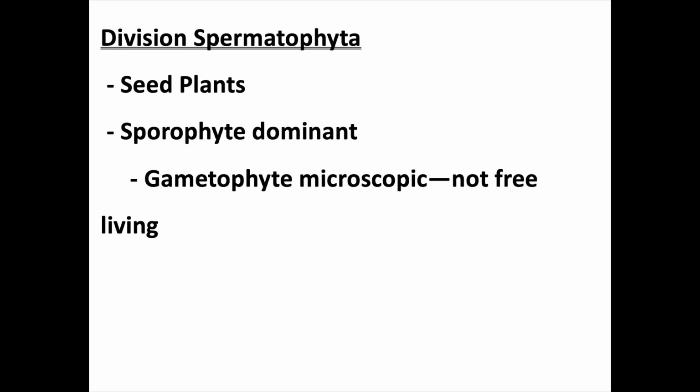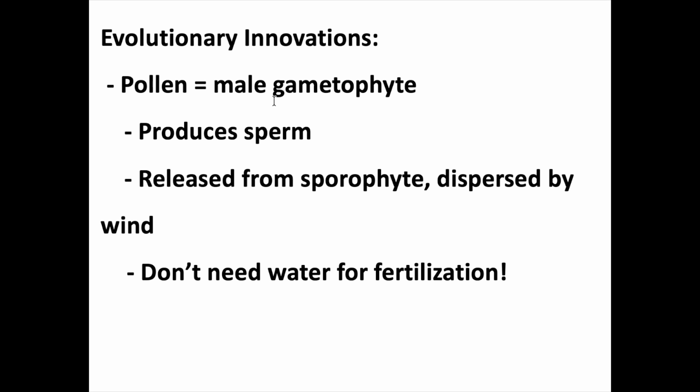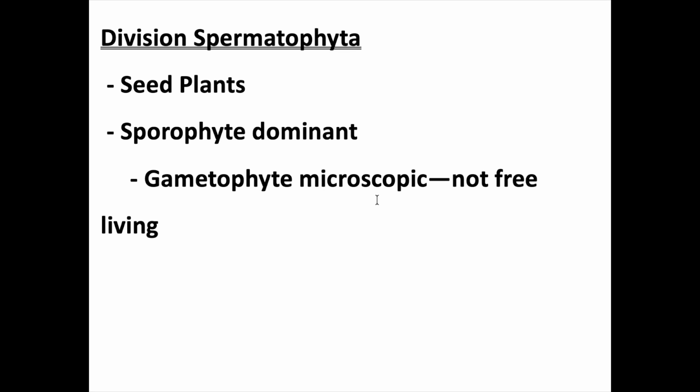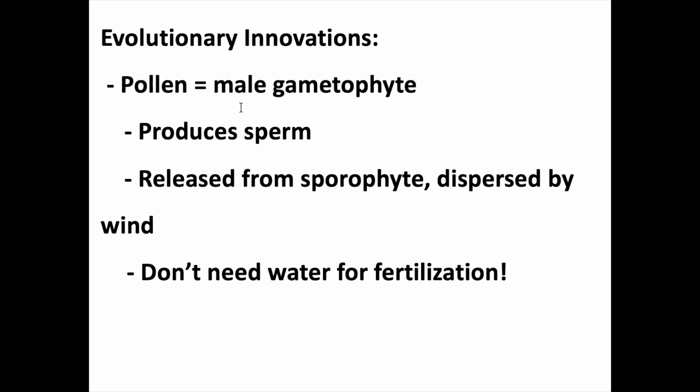There are a couple of evolutionary innovations that we see in seed plants. Obviously, seeds are one of these, but another one is pollen. So, pollen comes in all different cool looking shapes here. Pollen is the male gametophyte. Remember, I mentioned that the gametophyte was going to be microscopic, and yeah, pollen is really small. Pollen is not plant sperm. Pollen is a male gametophyte that produces sperm. Pollen obviously released from the sporophyte, the prominent plant, and can be dispersed by wind.